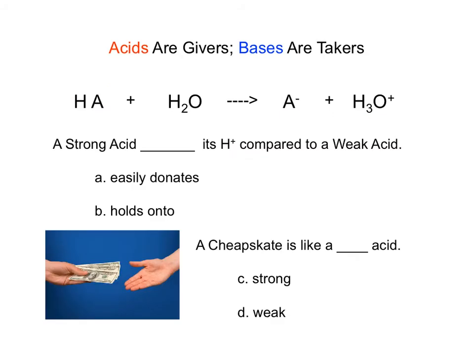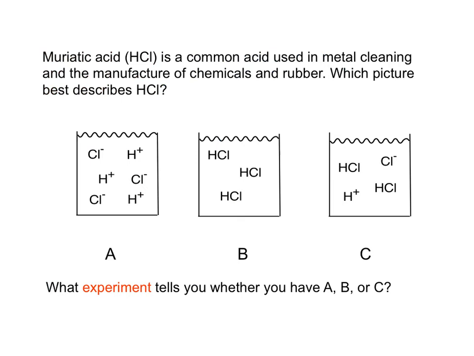Acids are classified as either strong or weak, so stop the video and answer these 2 questions. And the answers are, a big spender is like a strong acid, easily gives up his money. A cheapskate, like a weak acid, doesn't want to give up his money. Muriatic acid is a strong acid. Stop the video and figure out which picture best describes HCl. And the answer is A.